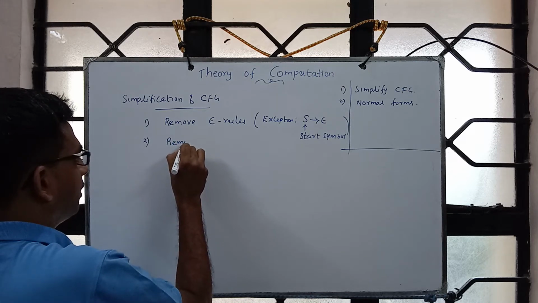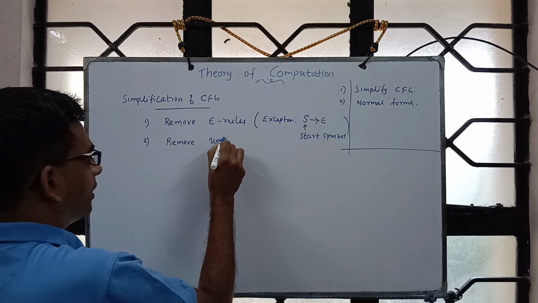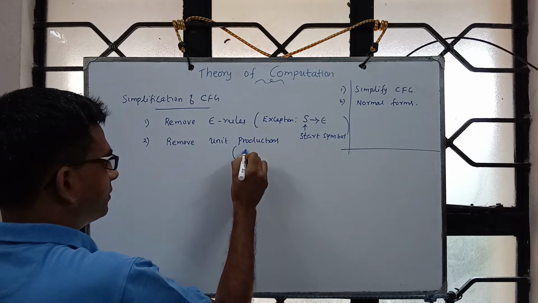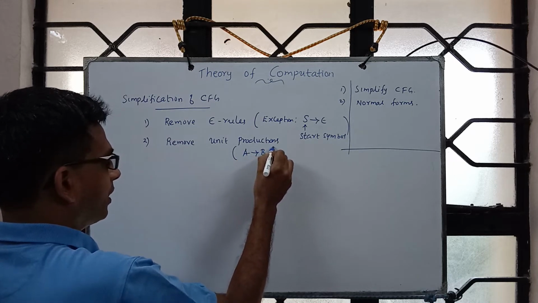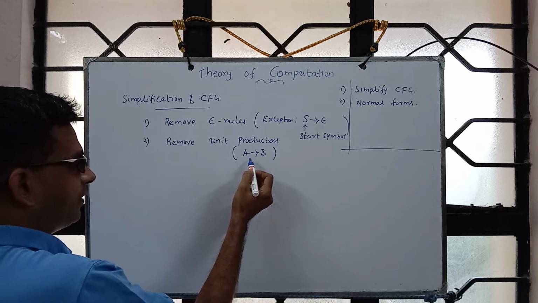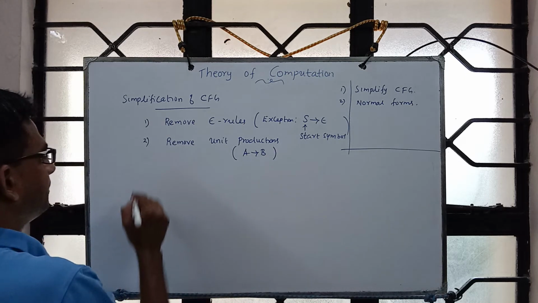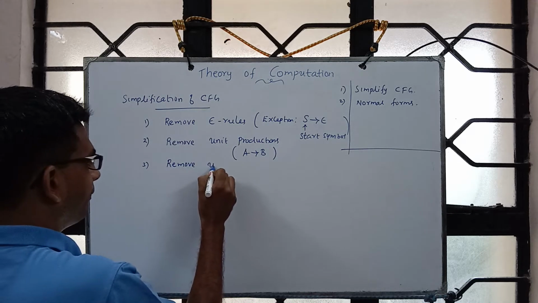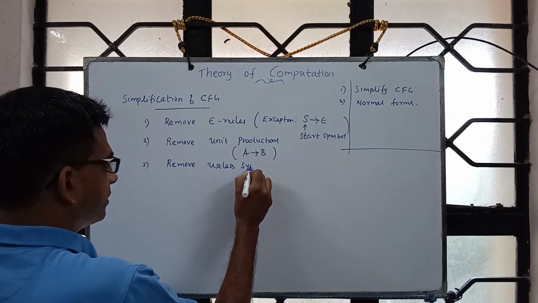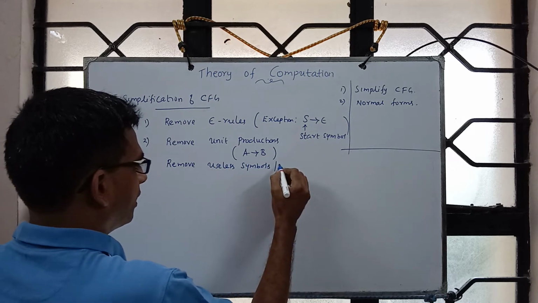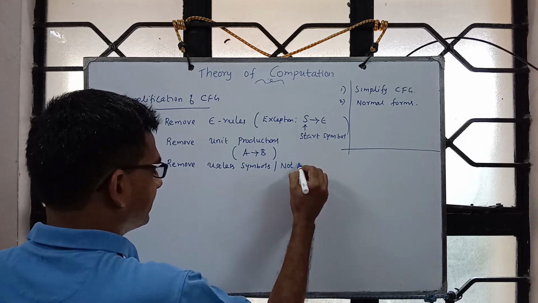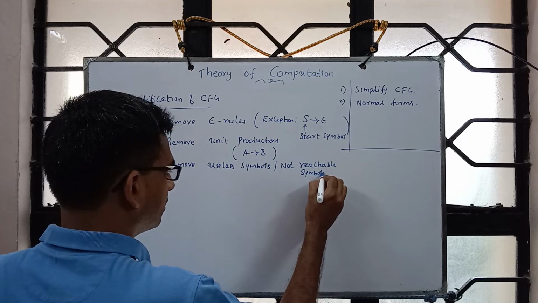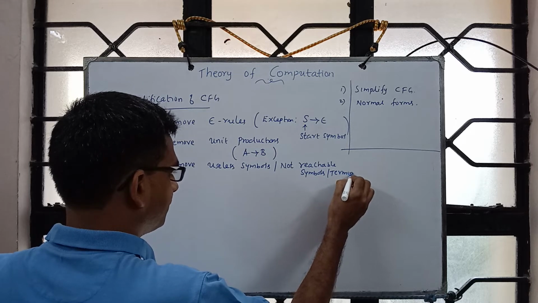Then we say remove unit productions. So what are unit productions? Productions of this type: exactly one non-terminal on the left and exactly one non-terminal on the right. Then remove useless symbols or productions that are not reachable. Not reachable symbols, terminals, and so on.